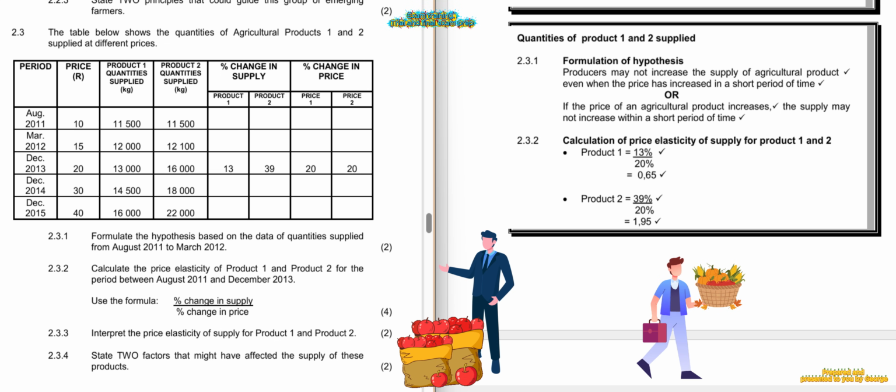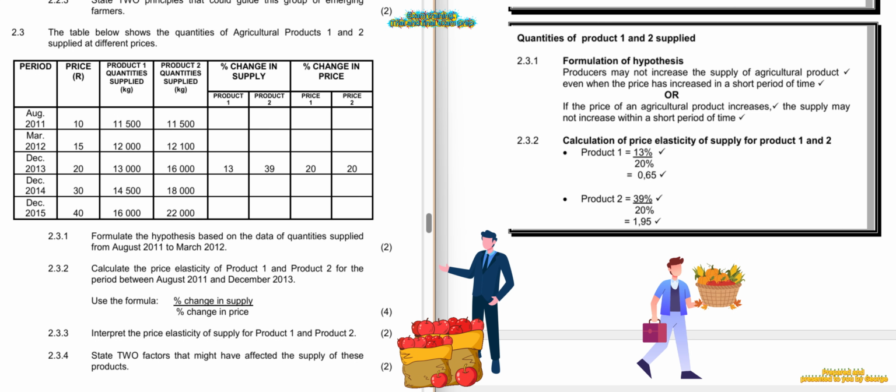2.3.2. Calculate the price elasticity of product 1 and product 2 for the period between August 2011 and December 2013. Use the formula % change in supply divided by the % change in price. We are using the above formula.